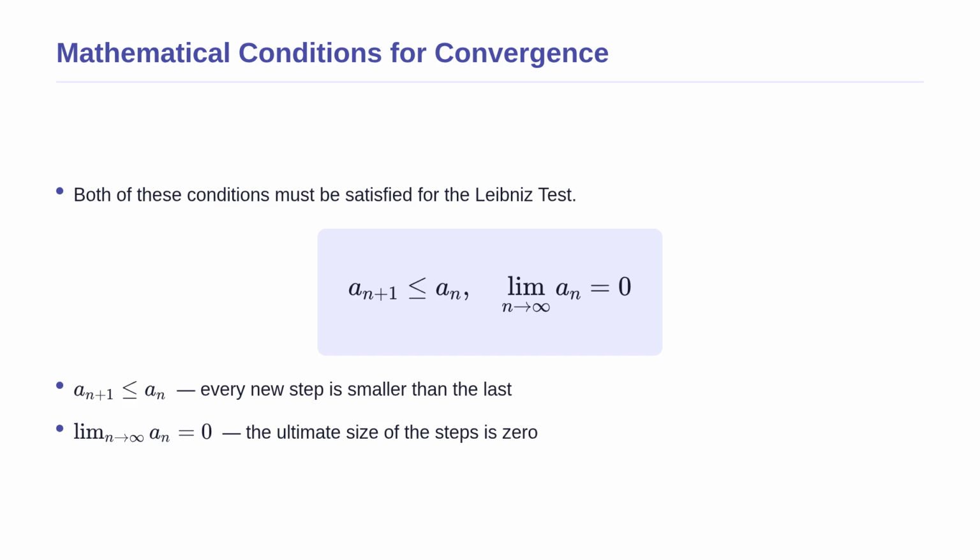The second part uses limit notation to ask what happens as our index grows infinitely large. It strictly demands that the ultimate size of the terms must be exactly zero. If the terms shrink but stop at a number like 1/2, the series will never settle down.